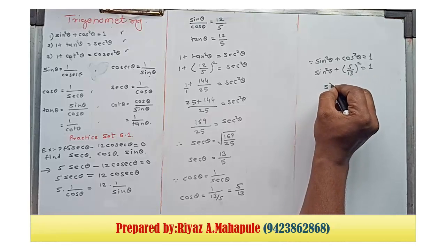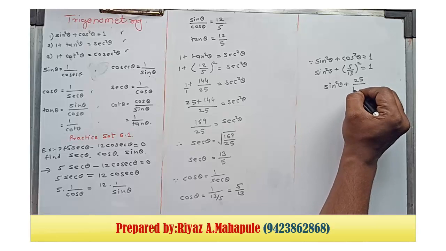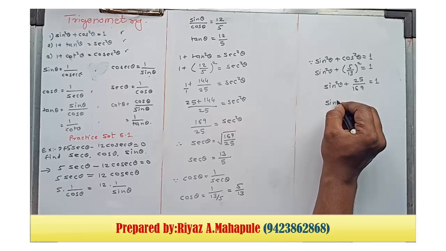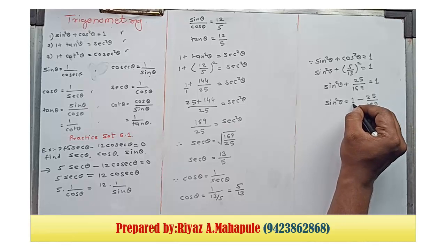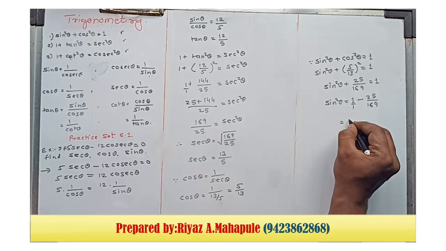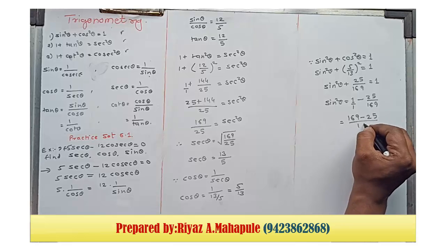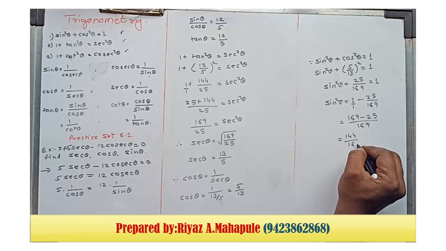So you will get sin square theta plus square of 5 is 25 upon 169 is equal to 1, and therefore sin square theta is equal to 1 minus 25 upon 169. So this 1 is nothing but 1 upon 1. Take cross multiplication. So you'll get 169 minus 25 upon 169, that is equal to 144 upon 169.